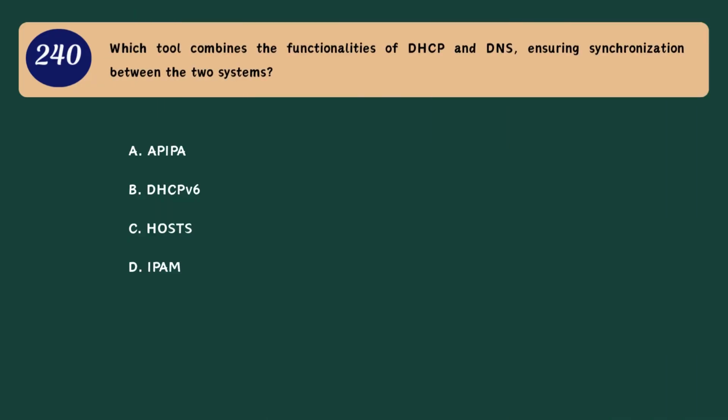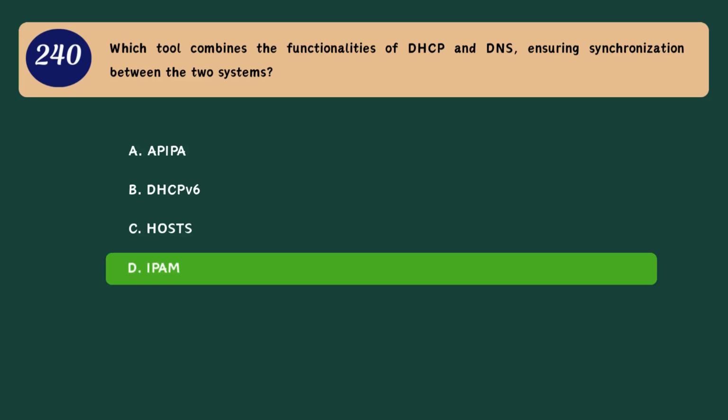Question 240. Which tool combines the functionalities of DHCP and DNS, ensuring synchronization between the two systems? A. APIPA. B. DHCPv6. C. Hosts. D. IPAM. Correct answer. D. IPAM.